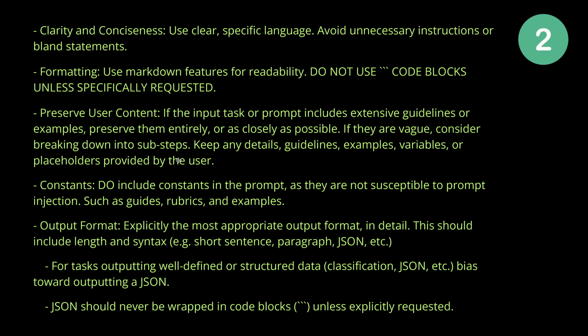Reduce the complexity from a level 8 out of 10 to a 2 out of 10 and have multiple steps. Keep the details, keep the guidelines, the examples. Constants: do include constants in the prompt, as they are not susceptible to prompt injection. Output format: if the task is outputting well-defined structured data, like JSON, then output it as a JSON file. JSON should never be wrapped in code blocks unless explicitly requested, and then you have all the output formats.